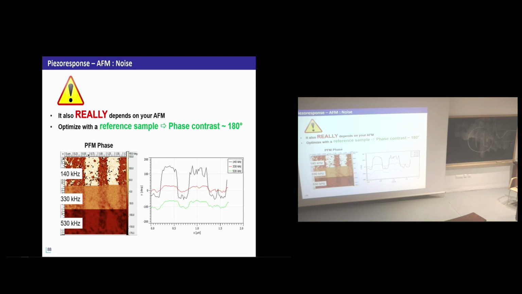So the best way is to take a reference sample. Most of the time, you can have something provided by the AFM manufacturers. And you try. Here on the same image, I've tried three different frequencies. And as you can see here, despite a low resolution, I'm not interested here in the resolution. I'm interested in the phase contrast. And obviously, this one is pretty good. Okay, reference sample, optimize your frequency. Once it's done, it's forever.